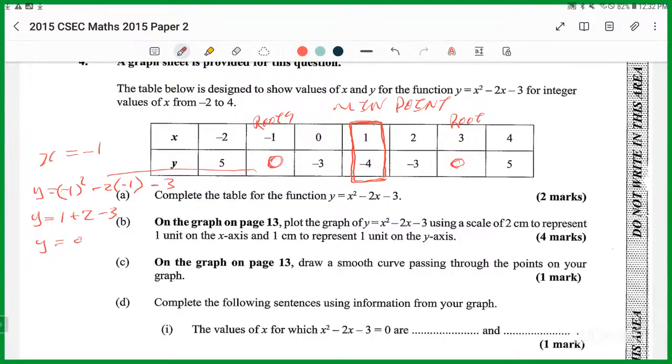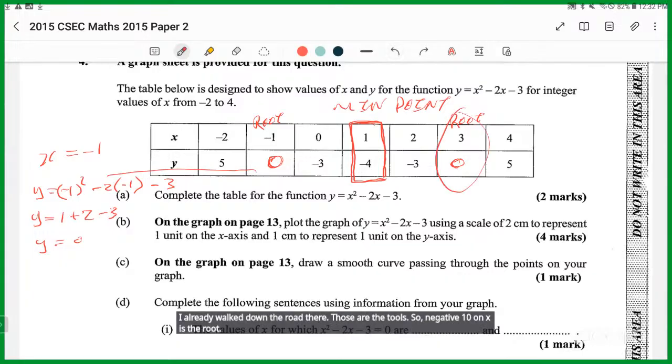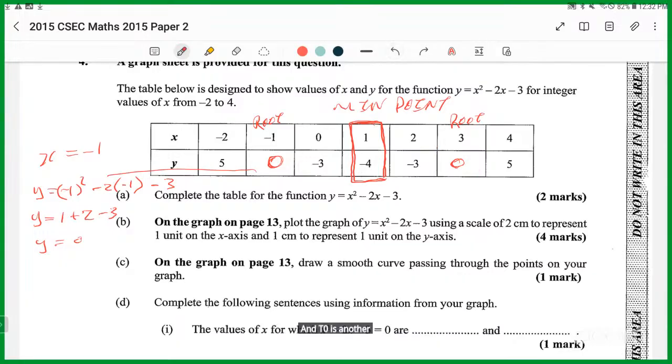Those are the 2 roots. So negative 1, 0 on the x-axis is a root. Negative 3, 0 is another root on the x-axis. So those are the 2 points where the graph intersects the x-axis.